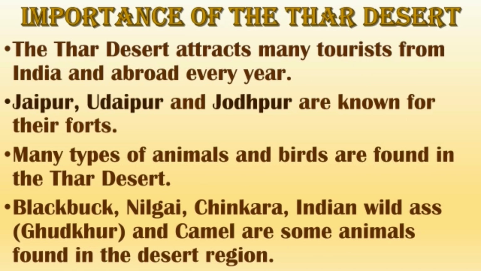Importance of the Thar Desert. The Thar Desert attracts many tourists from India and abroad every year. Jaipur, Udaipur and Jodhpur are known for their forts. Many types of animals and birds are found in the Thar Desert. Blackbuck, nilgai, chinkara, Indian wild ass and camel are some animals found in the desert region.